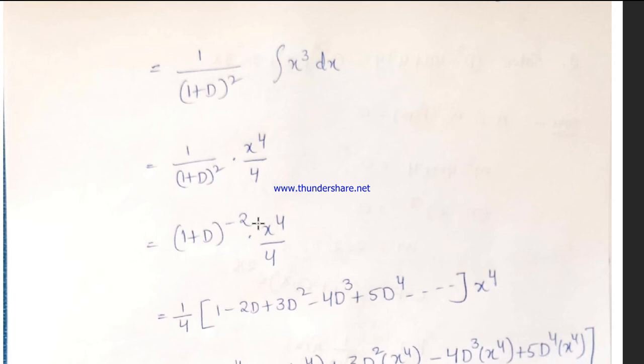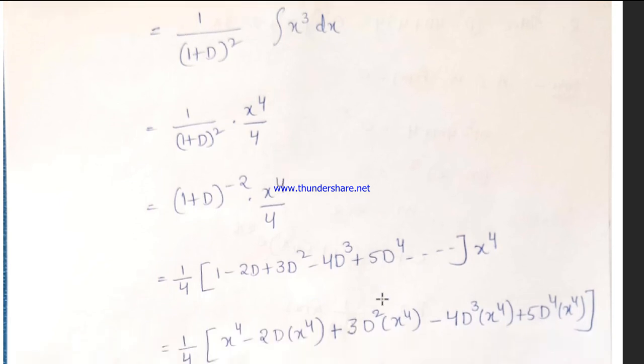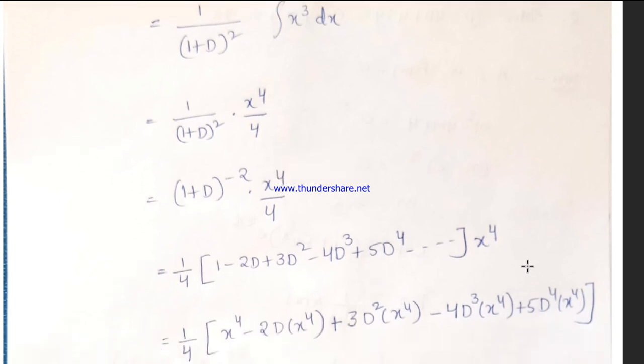Why I stop here? Because x power is 4, so that's why you can stop at D power 4. So that is 1 by 4 into 1 into x power 4 minus 2 D x power 4 plus 3 D square x power 4 minus 4 D cube x power 4 plus 5 D power 4 x power 4. So D x power 4 means one time derivative, D square second time, D cube third time, D power 4 means fourth time derivative of x power 4.